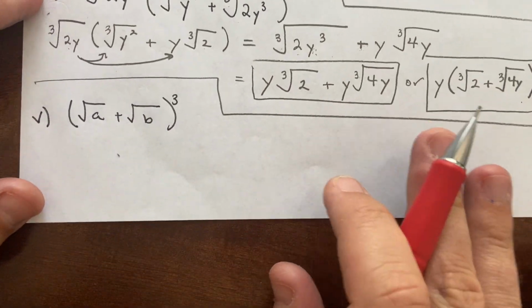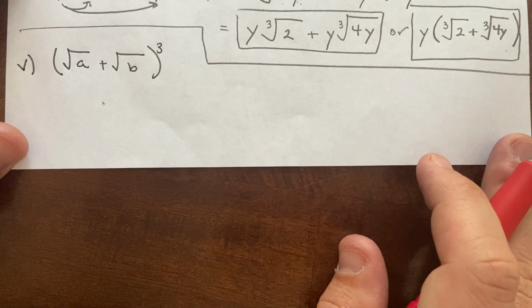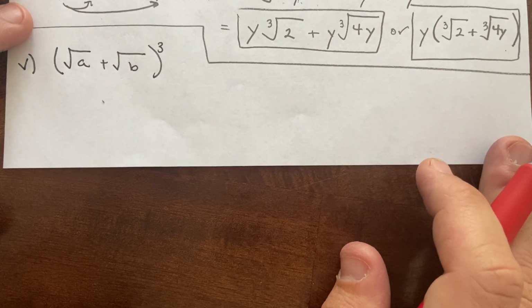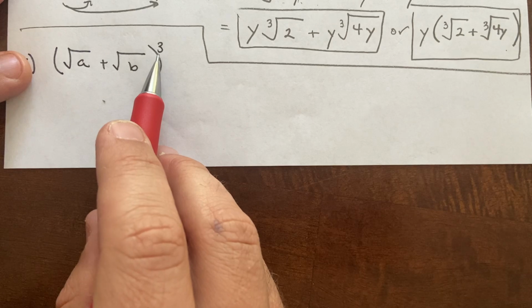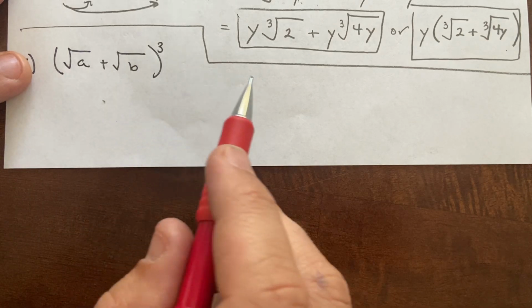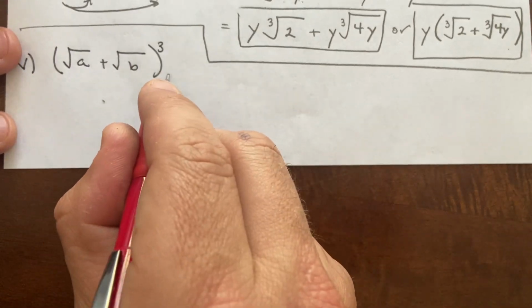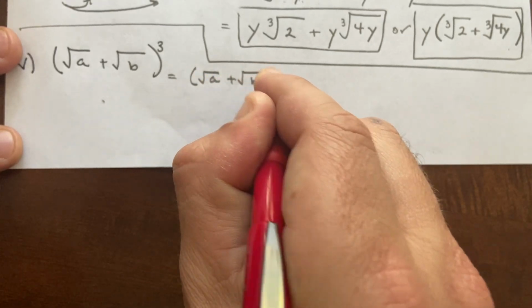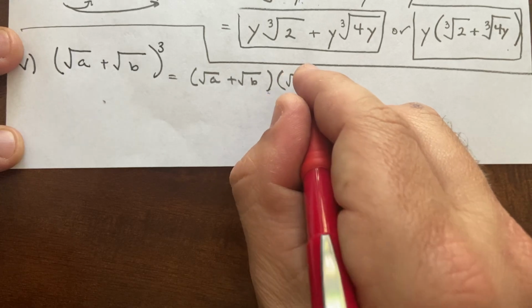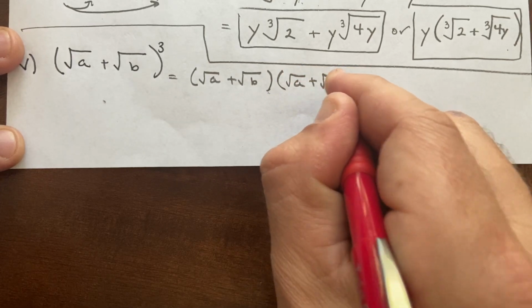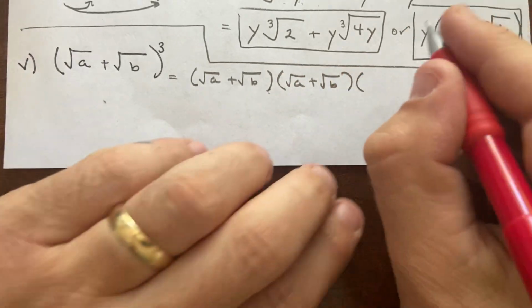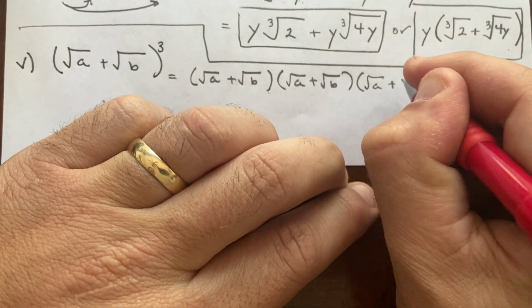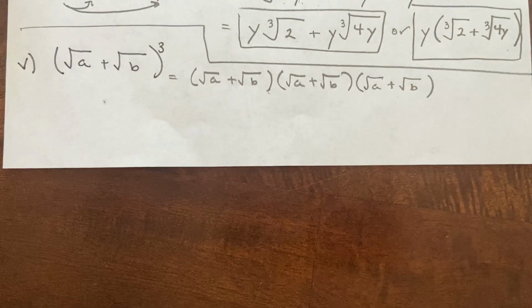Okay, this one I might run out of room, but we'll at least get you started on it. So cube, meaning I need to multiply this thing by itself 3 times. So I'll have root a plus root b times itself, root a plus root b times itself, root a plus root b.